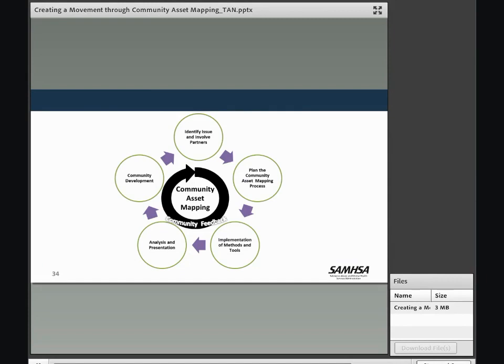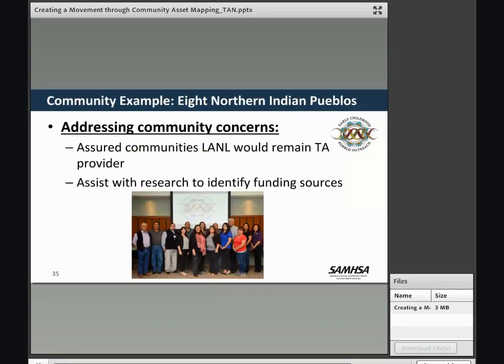So community asset mapping, this is just an image that shows the circle of how things go: identifying the issue and involving partners, planning the community asset mapping process, implementation and methods of tools, analysis and presentation, and then community development. Again, we like to see this as not a linear view, because things might change along the way, and that's fine. But this is just the image showing community asset mapping.